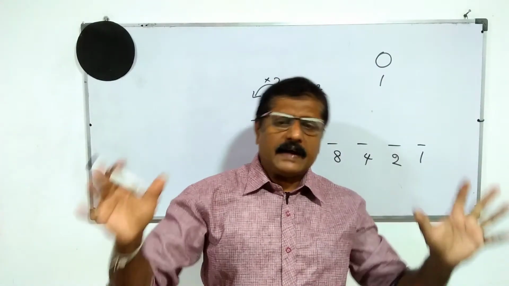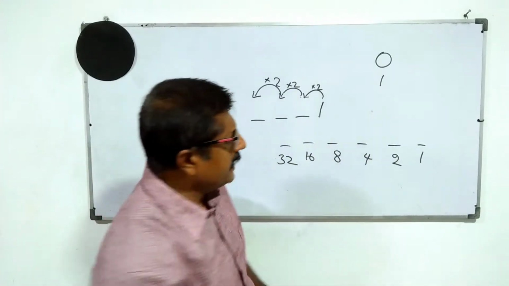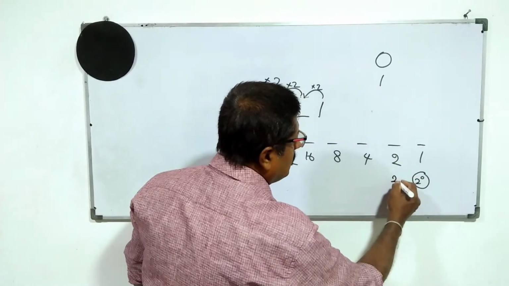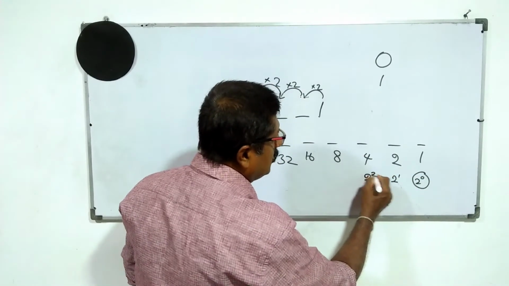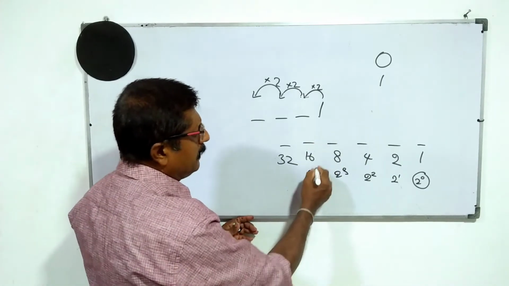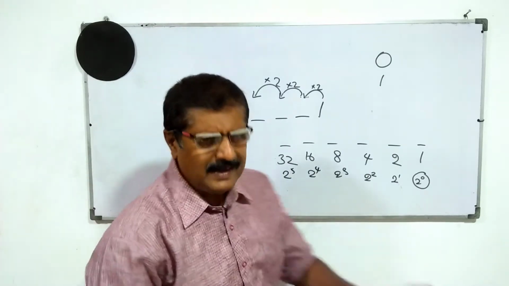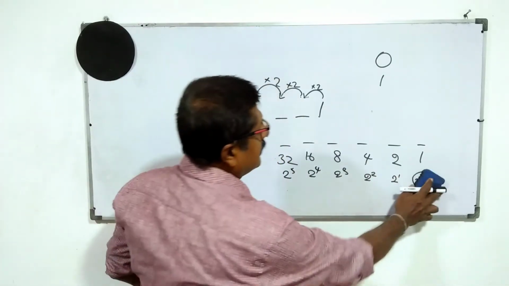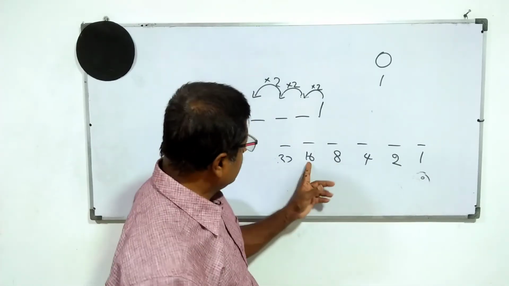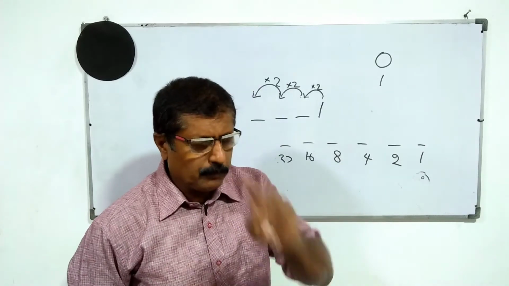You can even write this in the form of powers, right? 2 to the power 0 is the first place value. 2 to the power 1, 2 to the power 2, they are 4s. 2 to the power 3, 8s. 2 to the power 4, 2 to the power 5, 2 to the power 6, like this. Anyway, these are the place values: 1, 2, 4, 8, 16. At each step, they are multiplied by 2.